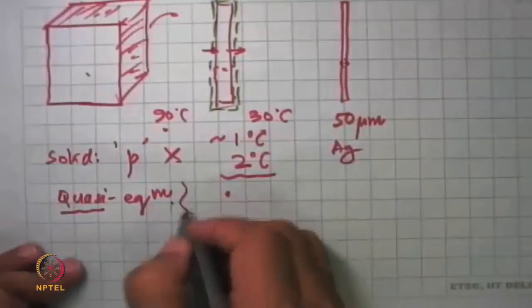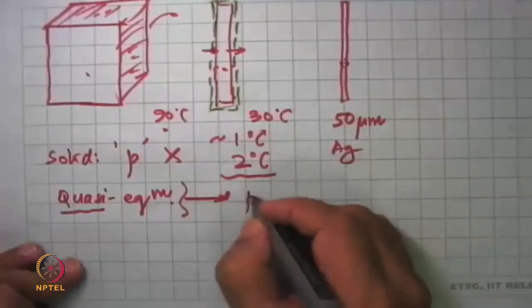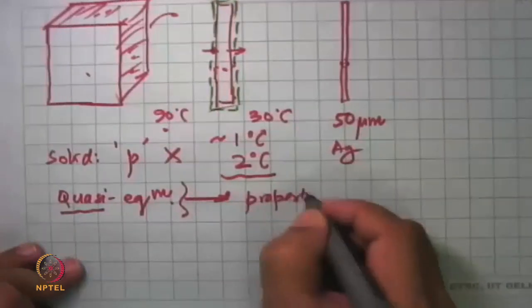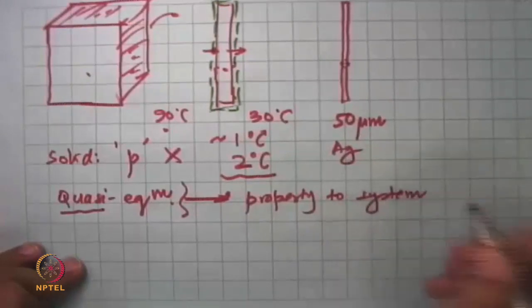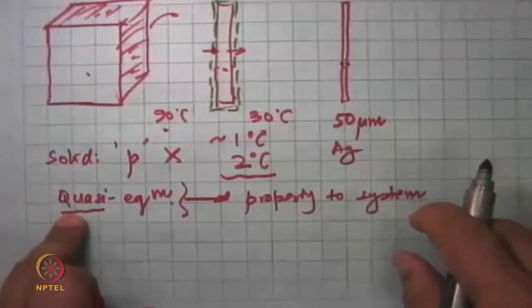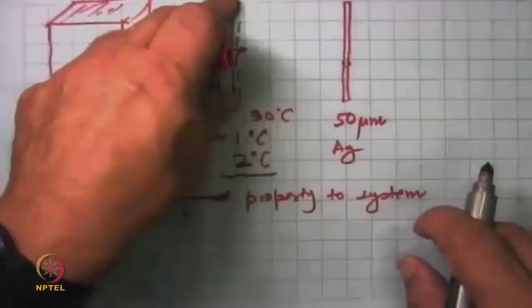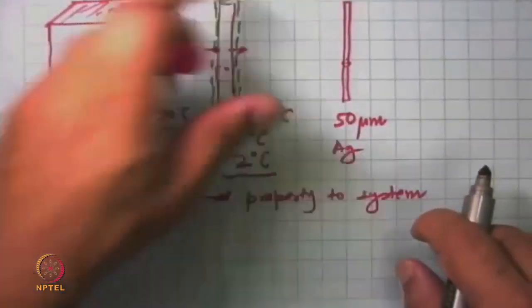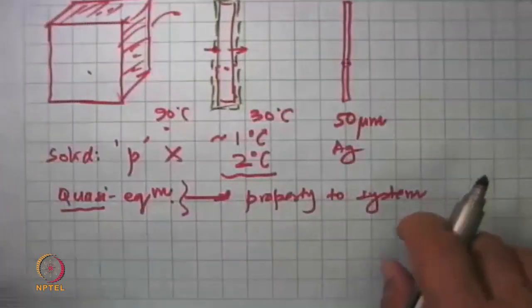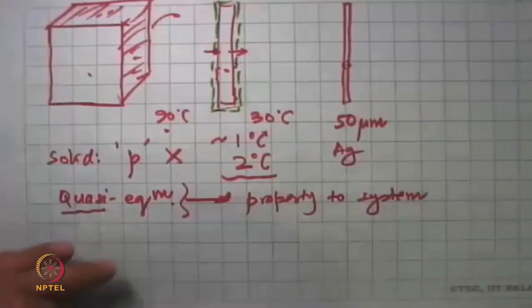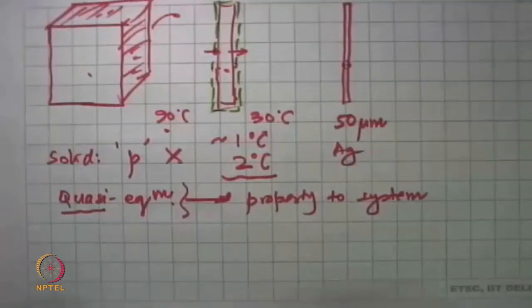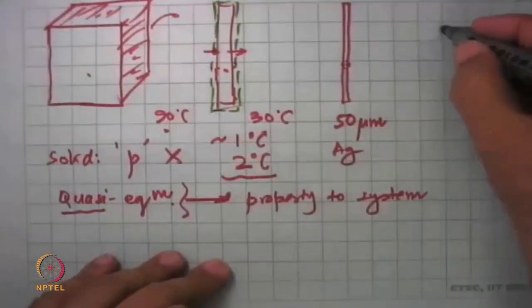So we needed this to assign a property to a system. If we did not assume this, and somebody asks what is the temperature of this material, we can't give an answer. There is no answer. So that's with temperature.